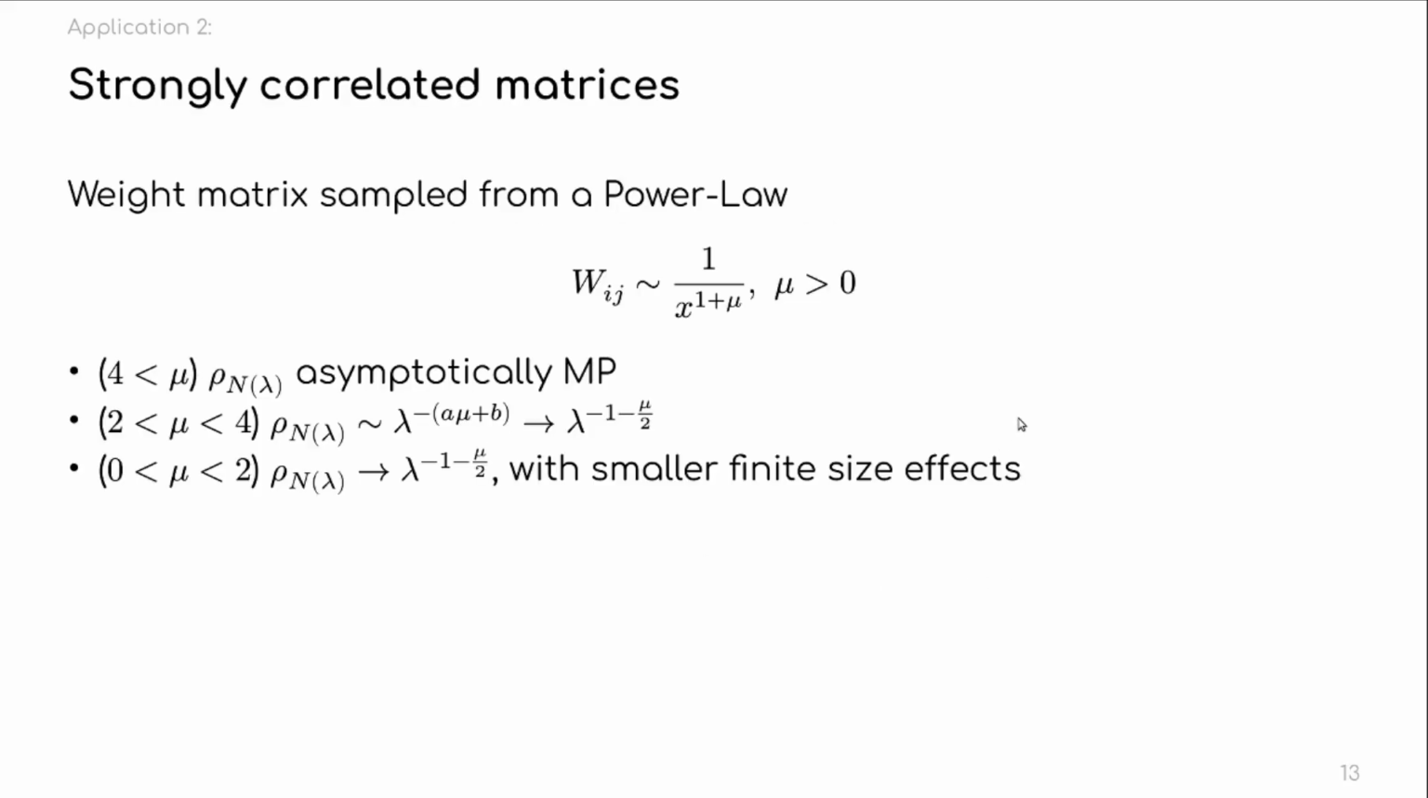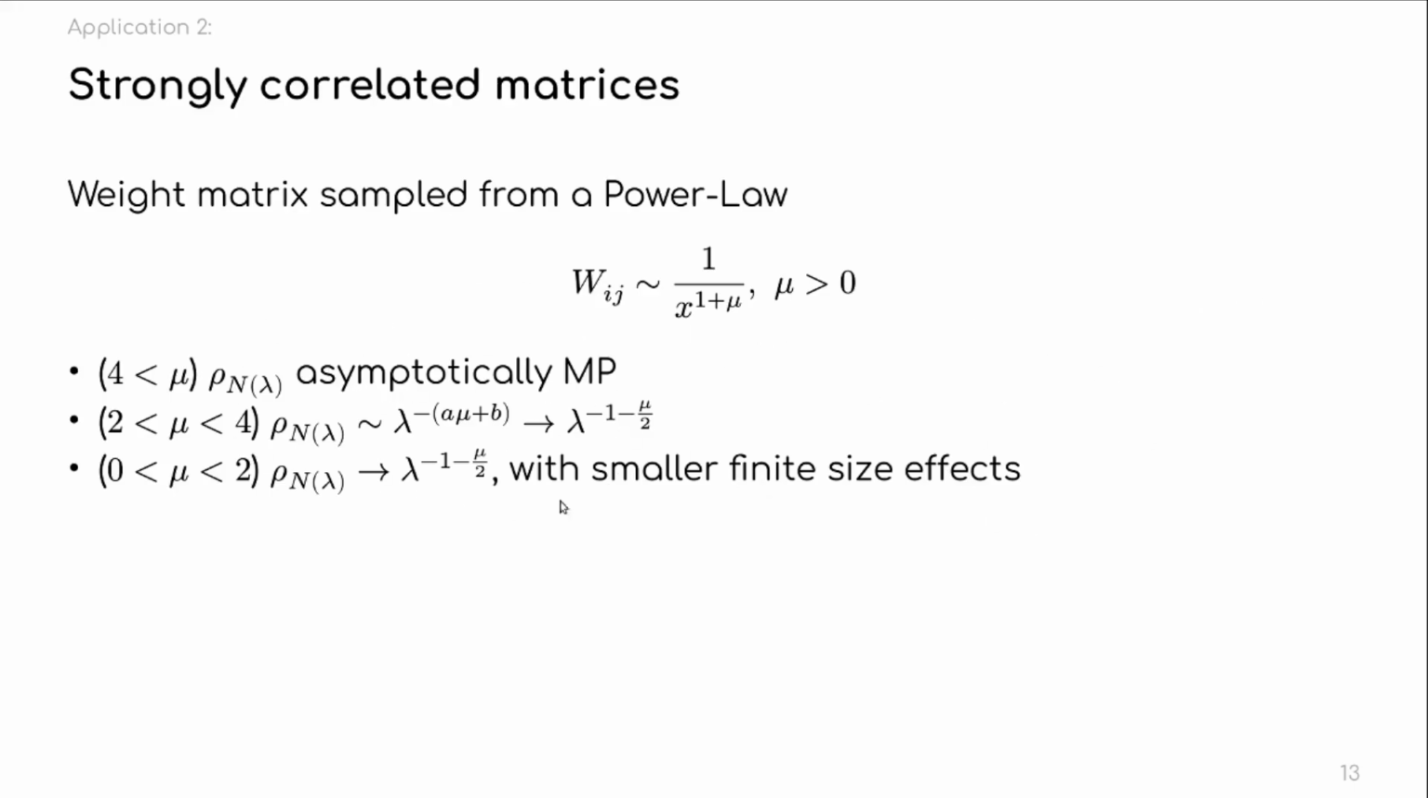So just a brief recap about these power laws. Here, for example, if you assume that you have a weight matrix whose entries are sampled from a power law that looks like this, so you have the mu parameter that's positive, and if you were to look at this in a log-log plot, this would be a straight line going down. Usually you'd have to truncate it at some point, but that's the main idea.